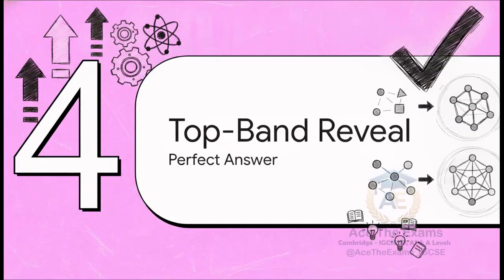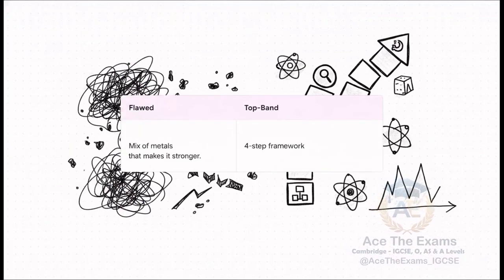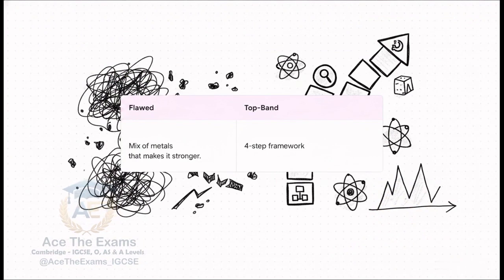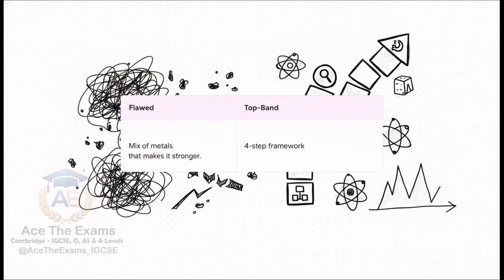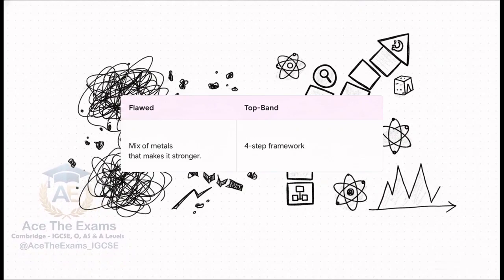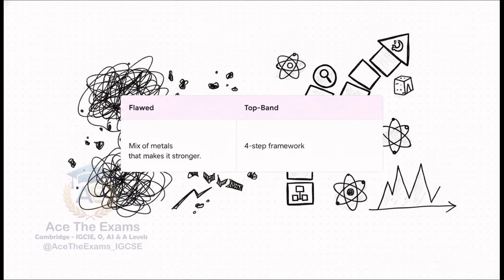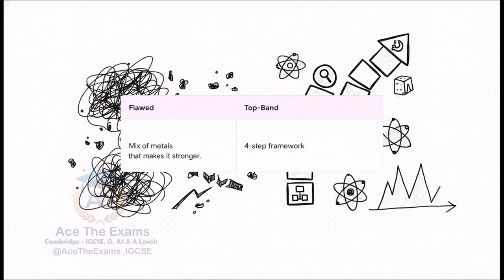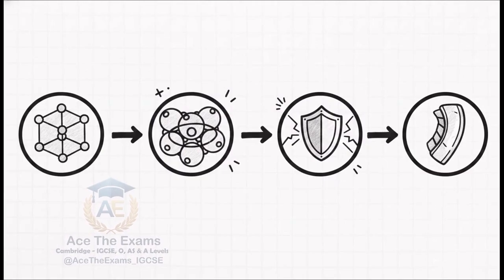Section 4, the top band answer reveal. All right, it's time to finally fix that deeply flawed answer from the start of our explainer. Remember the mix of metals that makes it stronger response? It's lazy. It's an application without a microscopic reason. Now compare that to the top band answer, which completely abandons that casual approach. Instead, it systematically uses our 4-step framework to explicitly map atomic cause straight to measurable effect. Let's map it out perfectly so you can see exactly how it works.